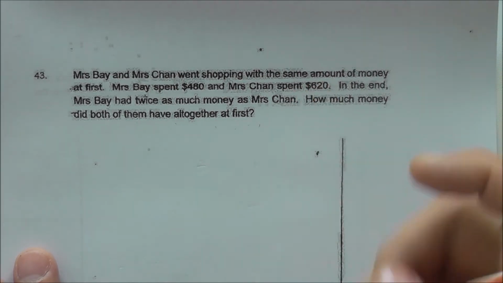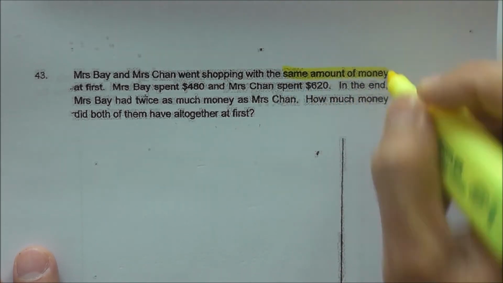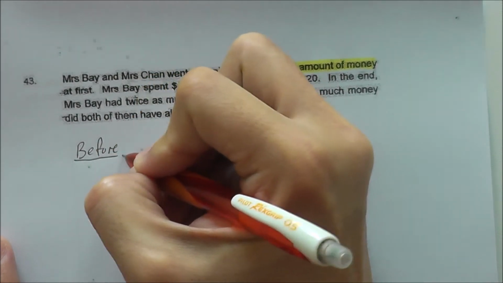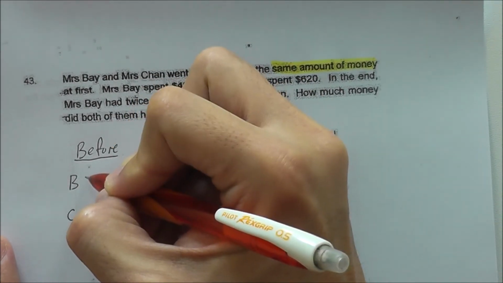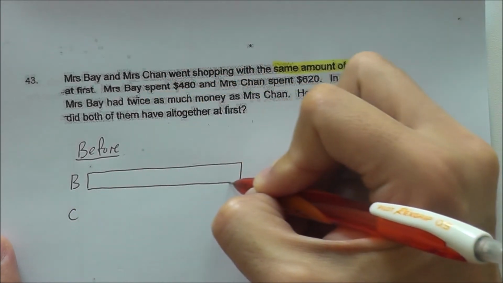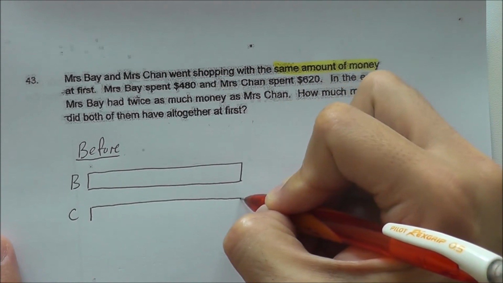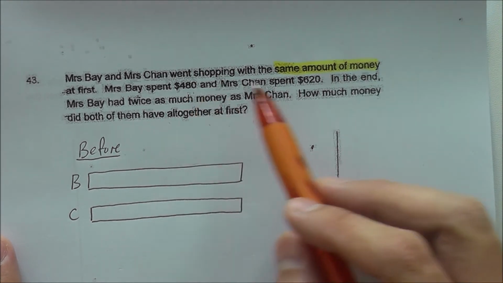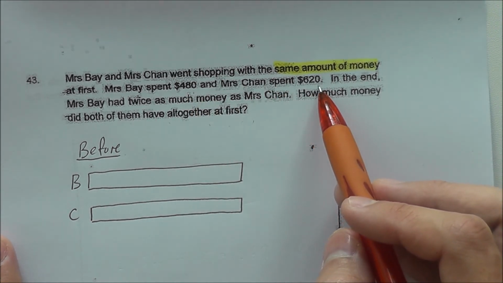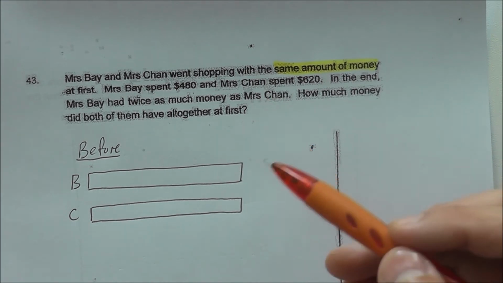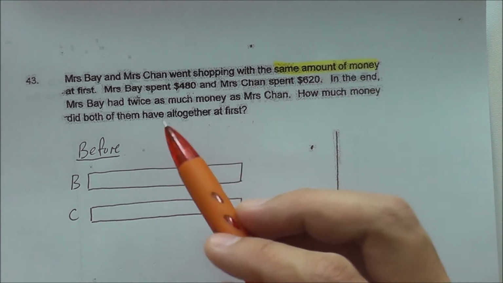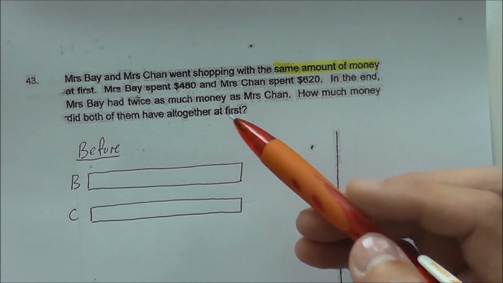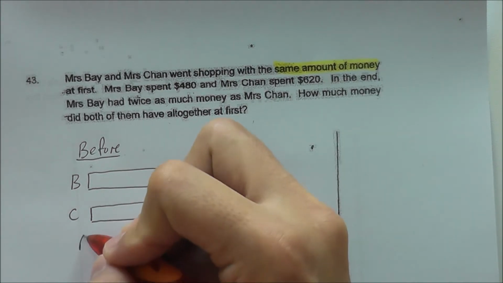Yes, we know that at first, right, they have the same amount of money. Okay, so this is what I will draw before. So Mrs. Bay and Mrs. Chan, they have the same unit. And of course, Mrs. Bay spent $480 and Mrs. Chan spent $620. So of course, Mrs. Chan spent more than Mrs. Bay. And at the end, right, Mrs. Bay had twice as much money as Mrs. Chan, right? So we'll draw the after first.